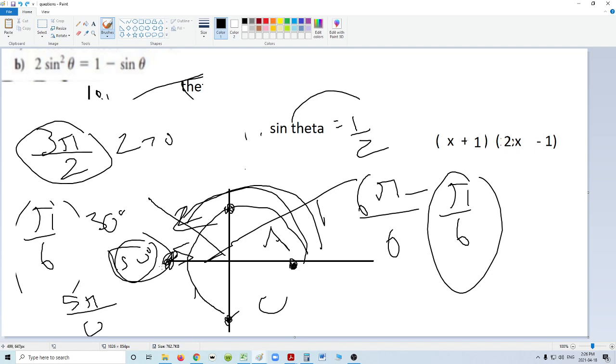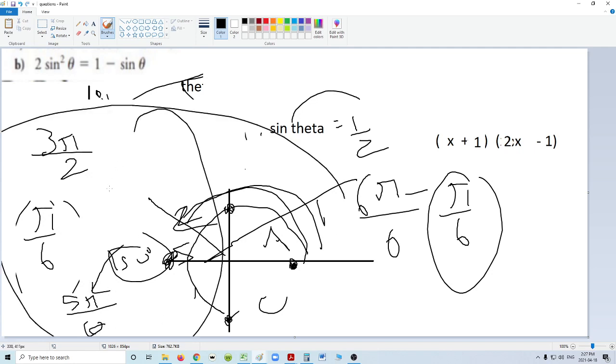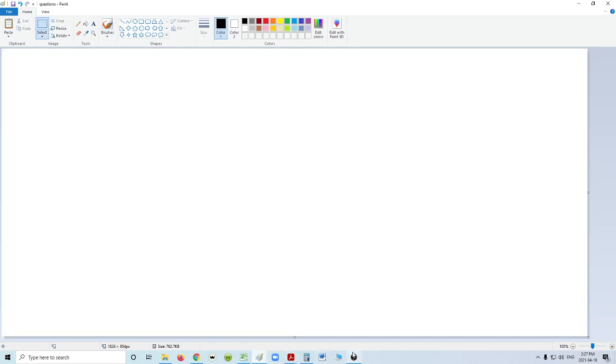But they're all angles. They're just expressed in radians. 3 pi over 2 radians, pi over 6 radians, and 5 pi over 6 radians. So those are the three possible angles for this equation to be true. There you go. Hope that helped.